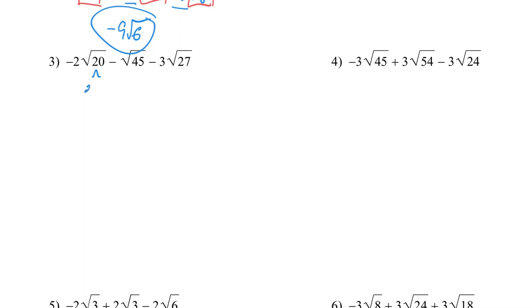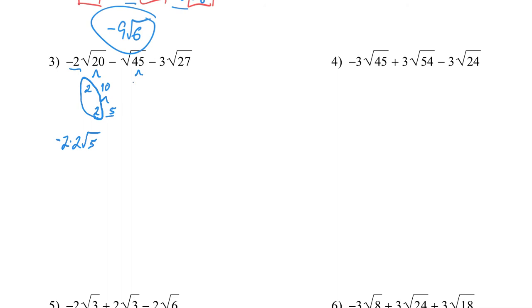The 20 I can factor to 2 and 10. The 10 can factor to 2 and 5. And then I'm done. I can't factor anything else. And once you're done factoring, you look for pairs. So the pair of 2's goes out with the negative 2 that's already out there. So I have negative 2 times 2, square root, leftover 5. And simplify the other 2.